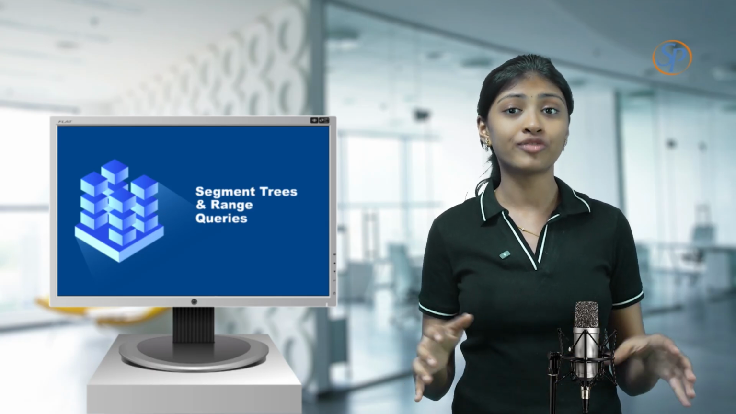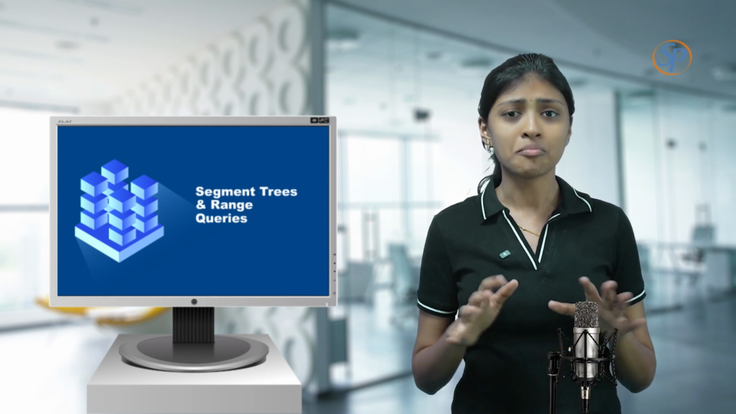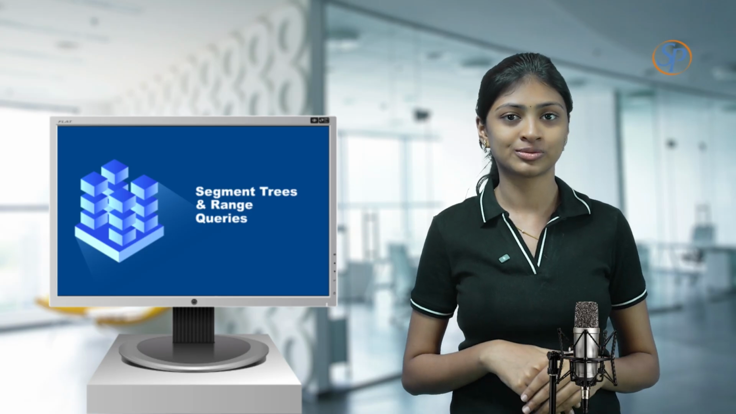Next, we move to Fenwick trees, another powerful structure for range queries, but with a different approach.